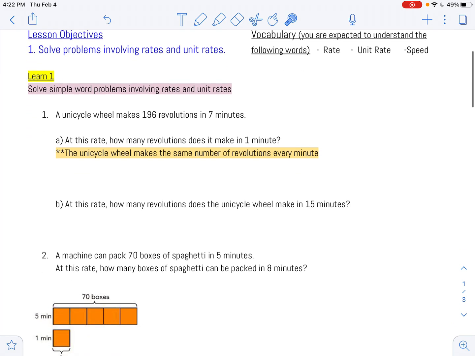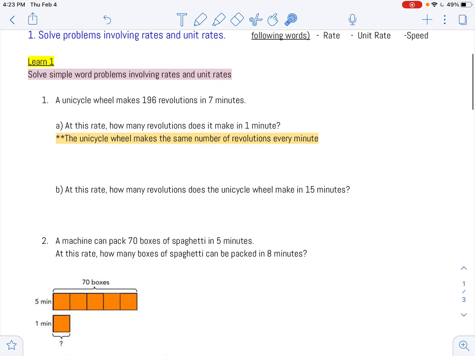So taking a look here at our first learn, being able to solve simple word problems involving rates and unit rates. So given problem number 1, a unicycle wheel makes 196 revolutions in 7 minutes. This is a rate given to us because we have two different quantities with different units. We have revolutions and minutes. In part A, at this rate, how many revolutions does it make in 1 minute? So if the unicycle wheel makes the same number of revolutions every minute, we want to know what is that number of revolutions for just 1 minute.